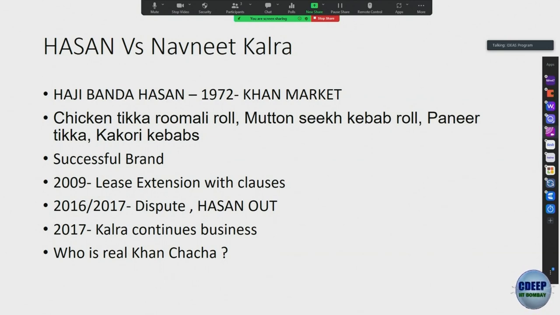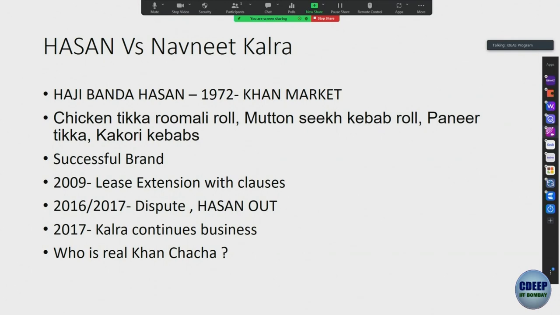Now this place was owned by a gentleman called Navneet Kalra, a very crafty guy. In COVID he was in the news, he basically took away a lot of ventilators and put them into that restaurant and was doing black marketing, so he was caught. So when the lease was extended, he put in some clause, and this Khan Chacha is a very illiterate fellow, he just signed the lease. So when the lease was next expiring, this fellow put up a dispute and threw him out. And Kalra continued the business from the same place as Khan Chacha.